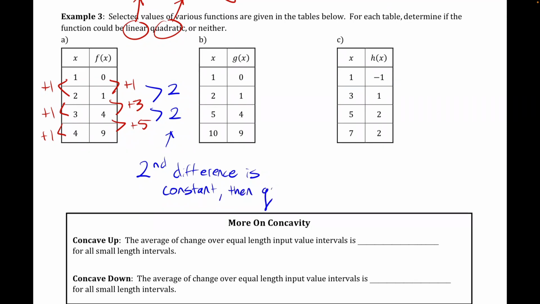Then quadratic. And I don't want to overwhelm you, but quadratic means it's like x to the power of what? X to the power of 2. Did you know that linear is x to the power of 1? Linear had all of the first differences constant.